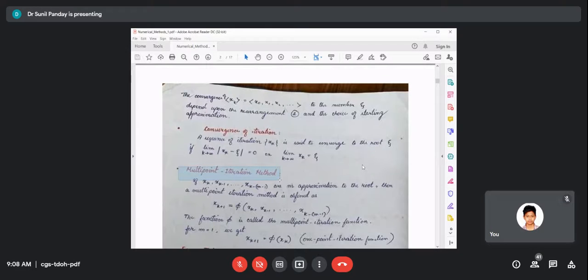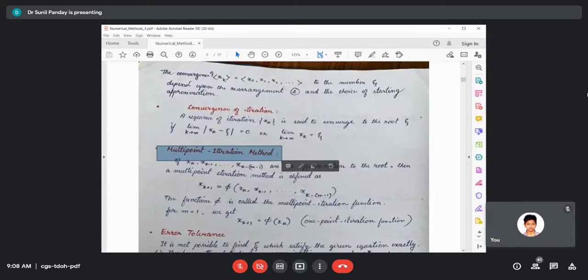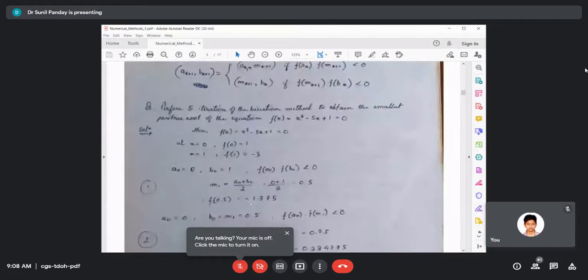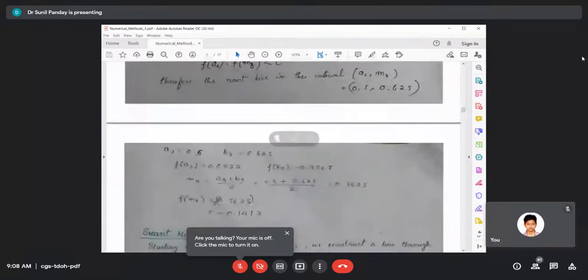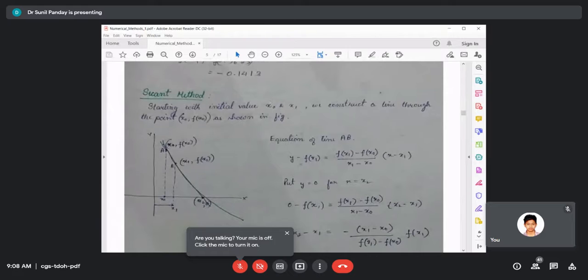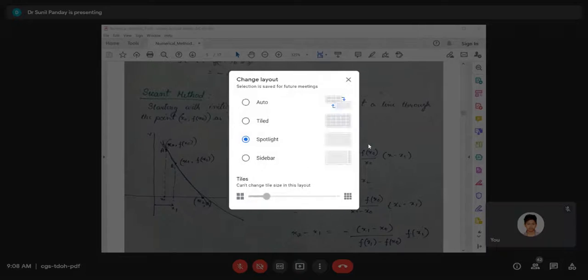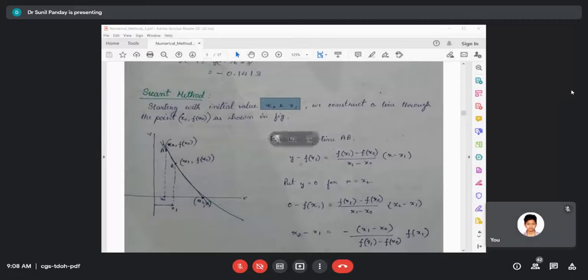This secant method is a multi-point iteration method. Here we use two points, x naught and x1, to get the next approximation x2. So in this secant method, we select two initial values, and like we did in bisection, we are not bothering whether the root lies between them. We just randomly select two values, x naught and x1.